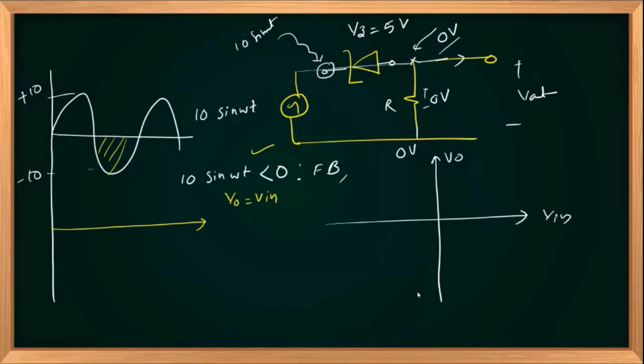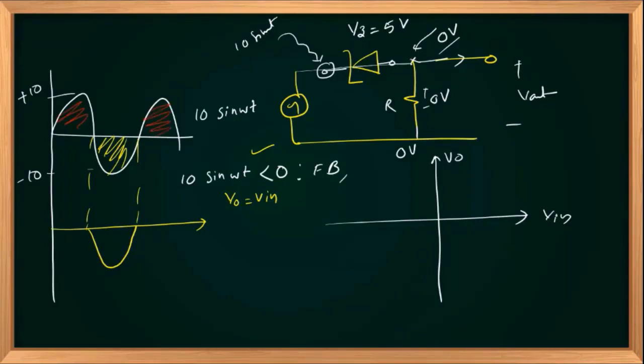V out equal to V in when V in is less than 0. So my output signal will be same as my input signal when V in is less than 0, or 10 sin omega t is negative. And if my V in, 10 sin omega t, is positive, of course the diode will be reverse biased.